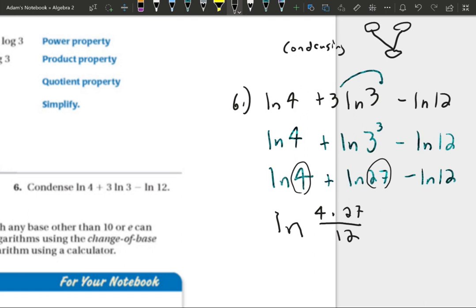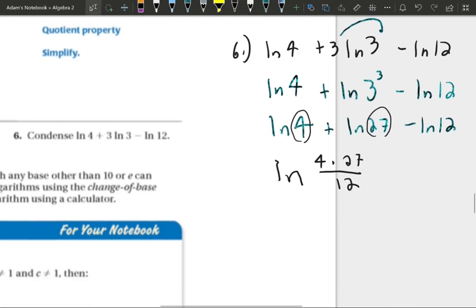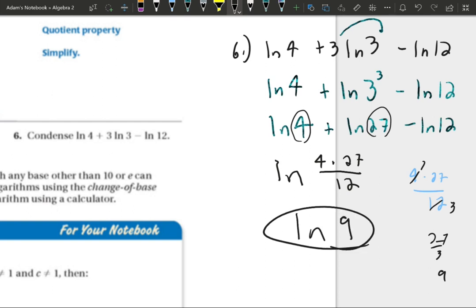Okay, so there we go. And then you just simplify. You can simplify this on a calculator if that works for you. Or you may just notice, well, wait a second, 4 times 27 divided by 12, right? Well, can I reduce right here? I know that 4 and 12, that's going to be 1 over 3, right? So that's going to be 27 over 3, which equals 9. So that'll just be ln of 9. And then we're done, okay? So we condensed it right there.